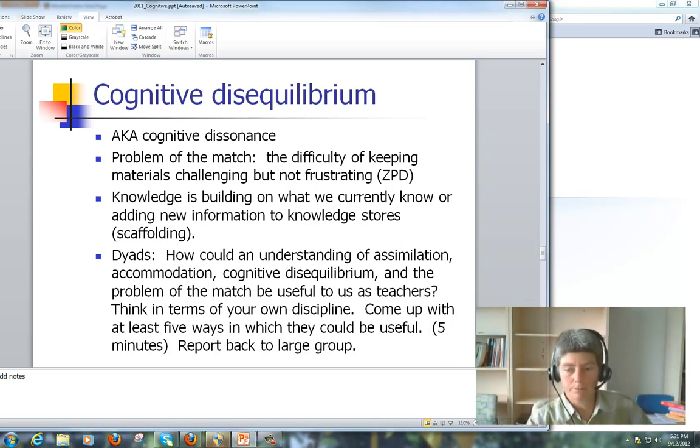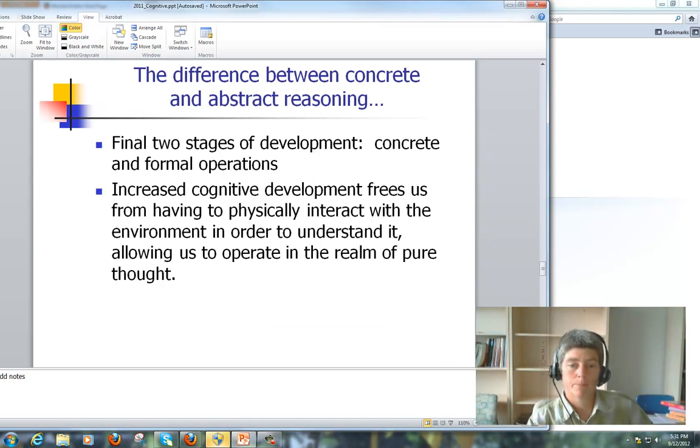It's really important. You can see a question here on the screen that you're going to be working on in your forums, so you don't need to worry about it too much right now. In the forums you're going to talk about how understanding of assimilation, accommodation, cognitive disequilibrium, and the problem of the match can be used for us as teachers. How can we make sense of that and make it so that we are better teachers?